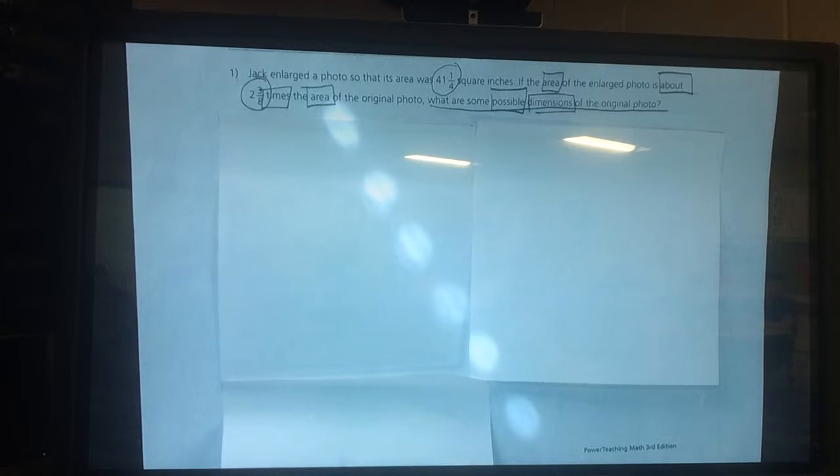possible answers. Now, when it says 2 3/8 times the area of the original photo, that 41 1/4 inches squared is 2 3/8 times the area of the original photo. One way to look at this, and I'm using in my mind trying to solve a simpler problem before I work on this complex problem, which is some of our math practices.